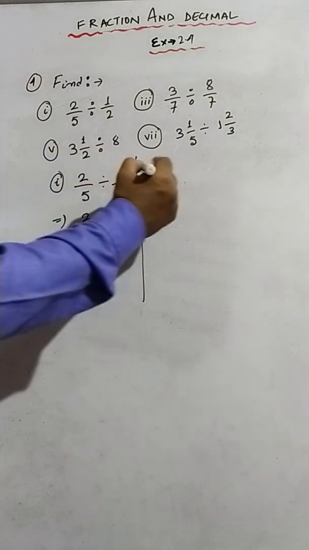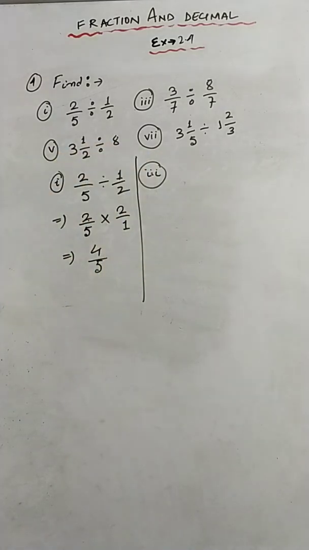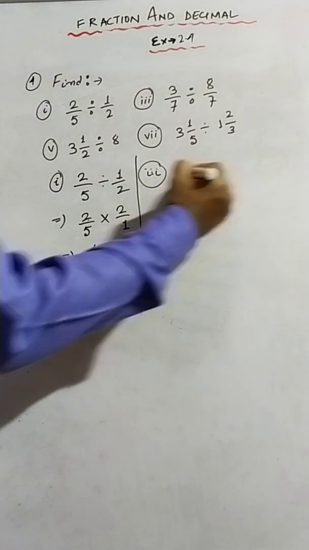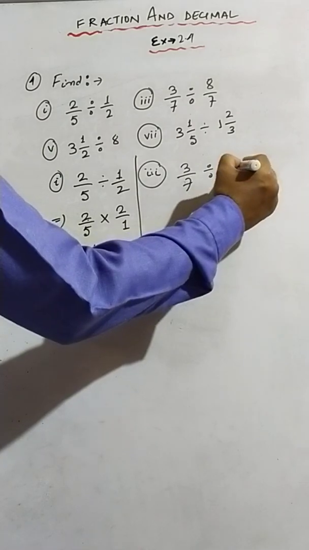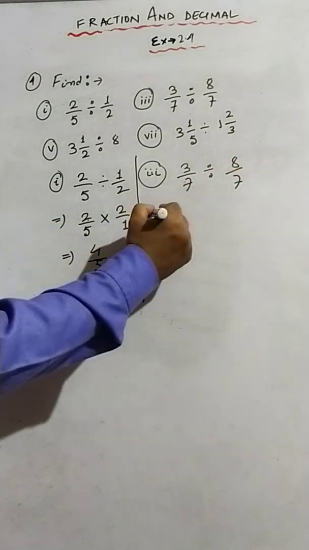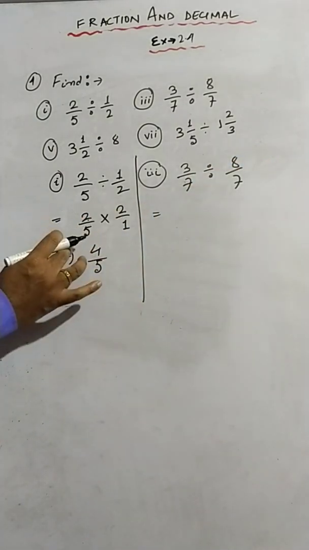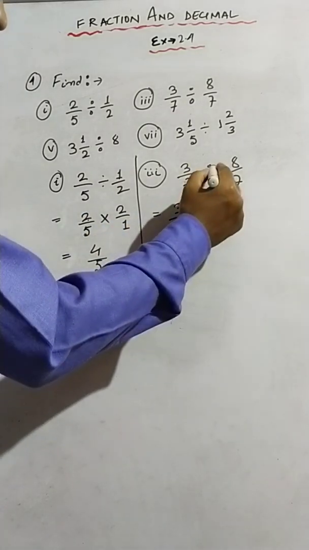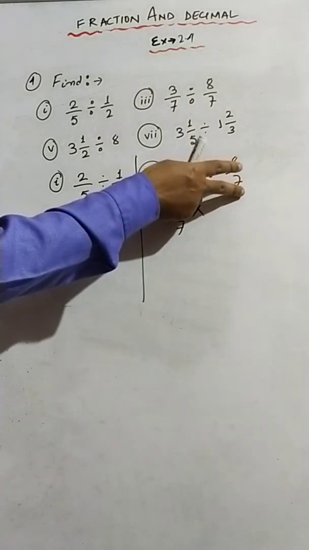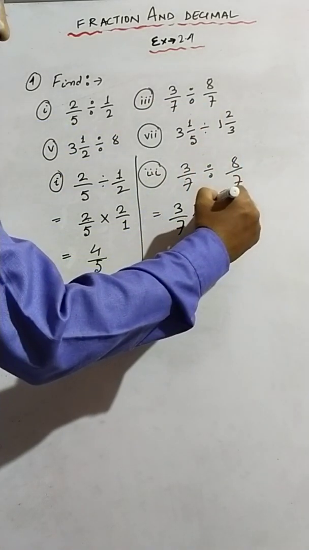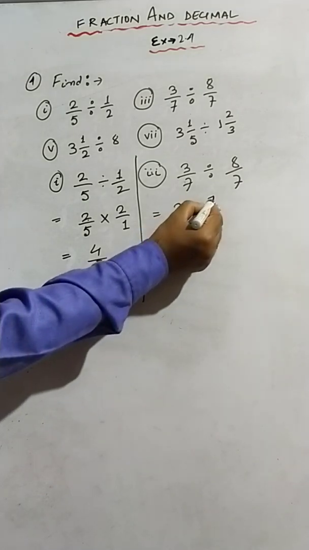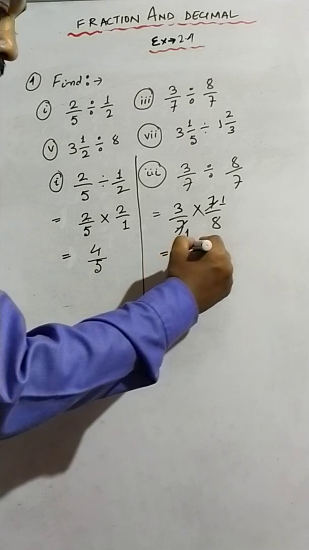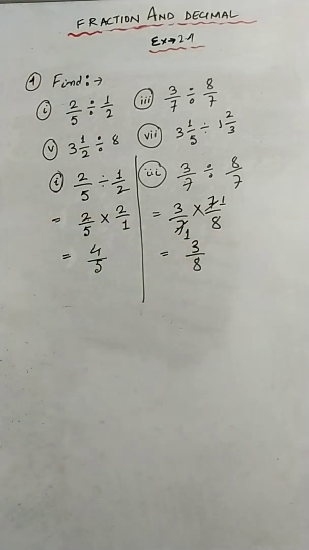Now let's move on to sum number 3. Sum number 3, what do we have? 3 by 7, division sign, 8 by 7. So we'll do the same thing, students. We will not put an implies sign, we'll put an equals to sign. Now 3 by 7, in place of division, we'll put a multiplication sign. This fraction will be reciprocal, so it will look like 7 by 8. Now you see these two numbers we can reduce. 7 1s are 7, 7 1s are 7. So your final answer would be 3 on 8.